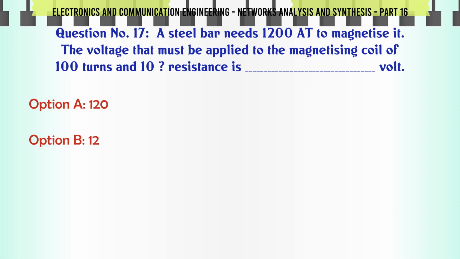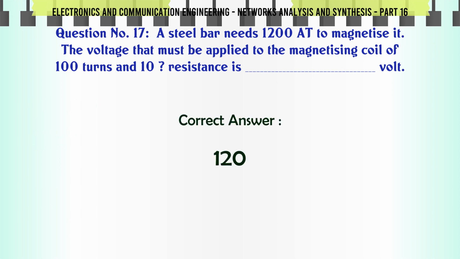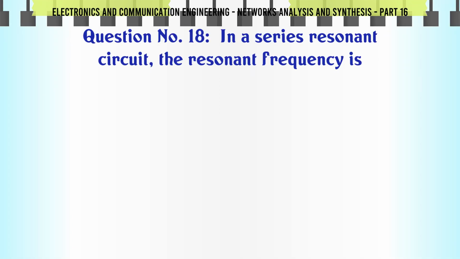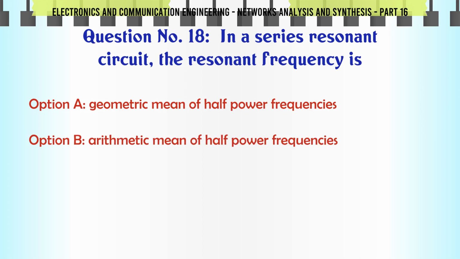A steel bar needs 1200 AT to magnetize it. The voltage that must be applied to the magnetizing coil of 100 turns and 10 ohm resistance is blank volt. A 120, B 12, C 1200, D 10. The correct answer is 120.